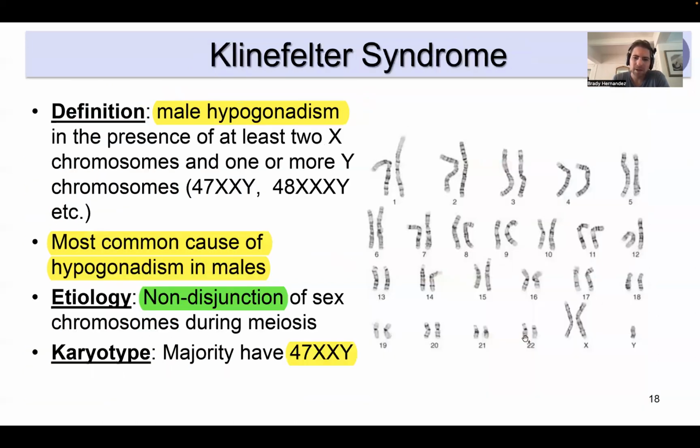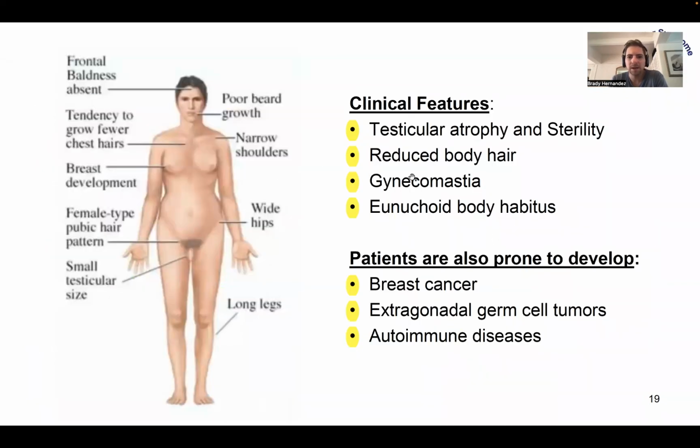Klinefelter's, XXY. So a big, tall guy with female characteristics, male hypogonadism as well, gynecomastia, eunuchoid body habitus, meaning they're kind of tall. They're at risk for breast cancer and stuff like that.